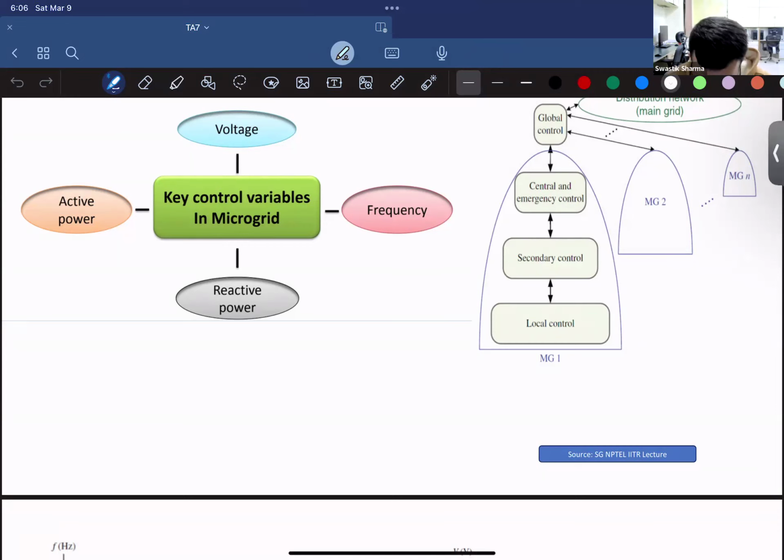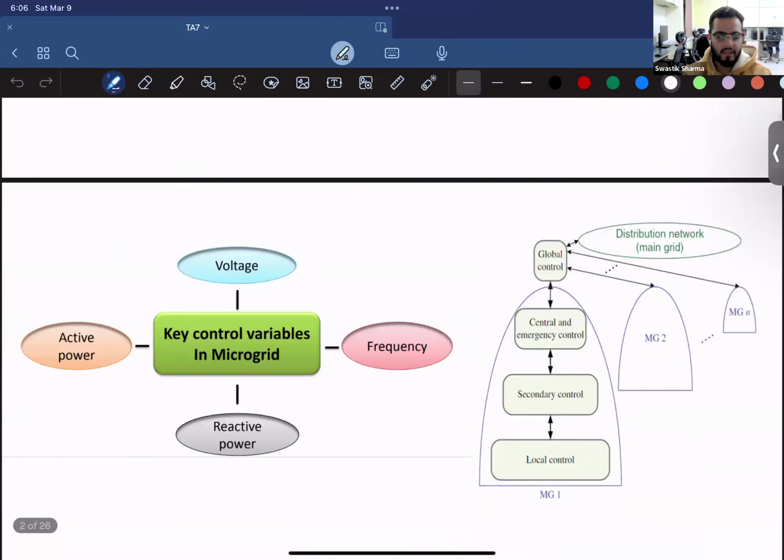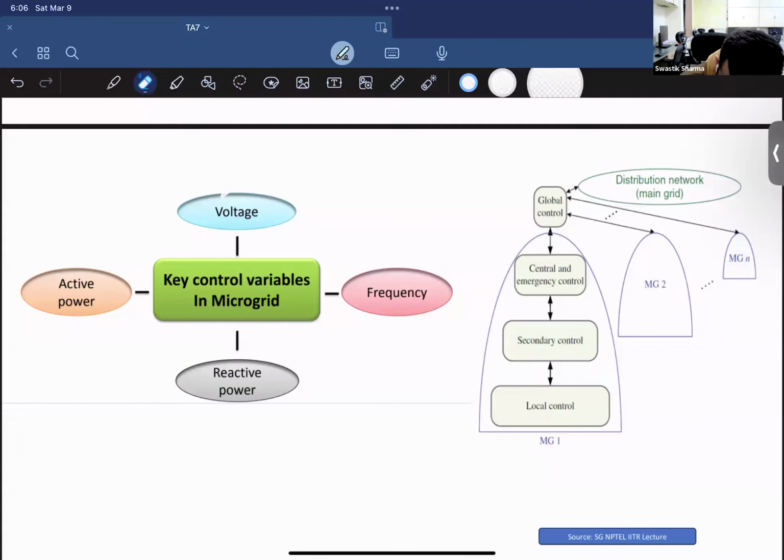We will continue discussing the operation of an AC microgrid. For a microgrid, there are four key control variables: voltage, frequency, active power, and reactive power.